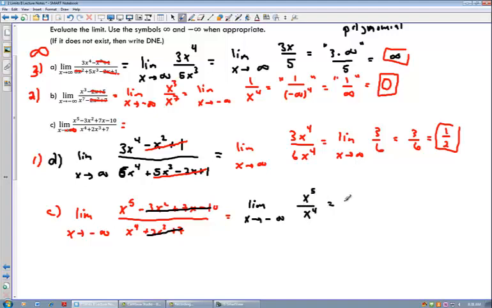Of course, then the x's cancel, so this is going to be equal to the limit as x goes to negative infinity of x. Let's evaluate our limit, meaning plug in that point, so I get negative infinity. So this is just equal to negative infinity when you plug it in. That's an example where you don't get positive infinity, you got negative infinity.